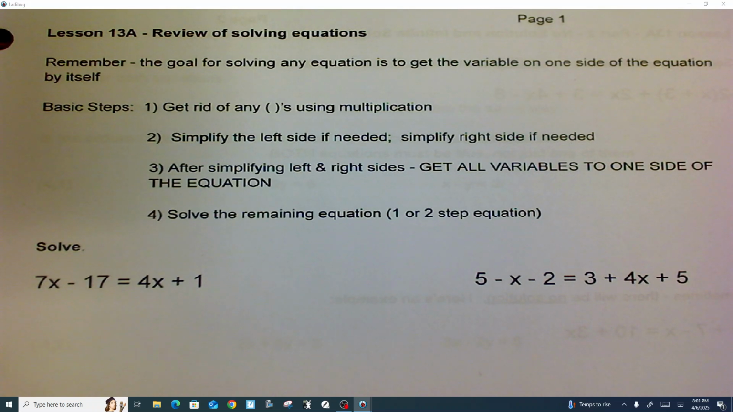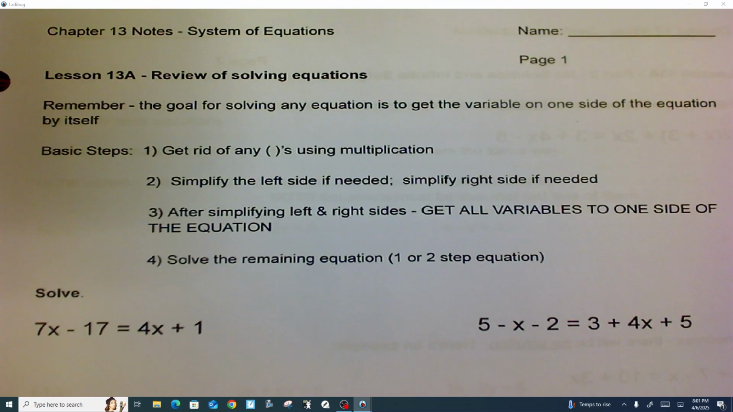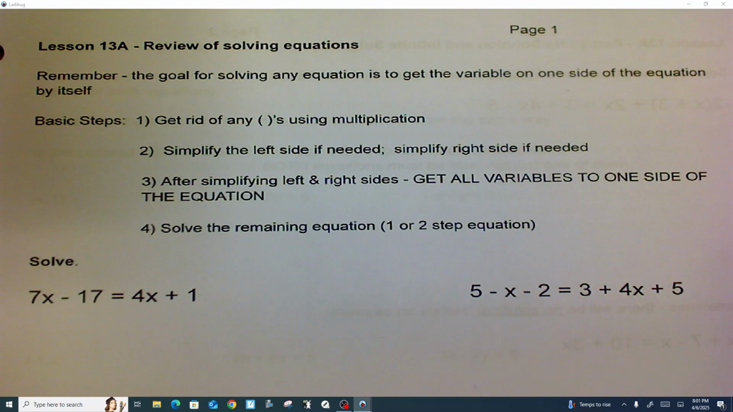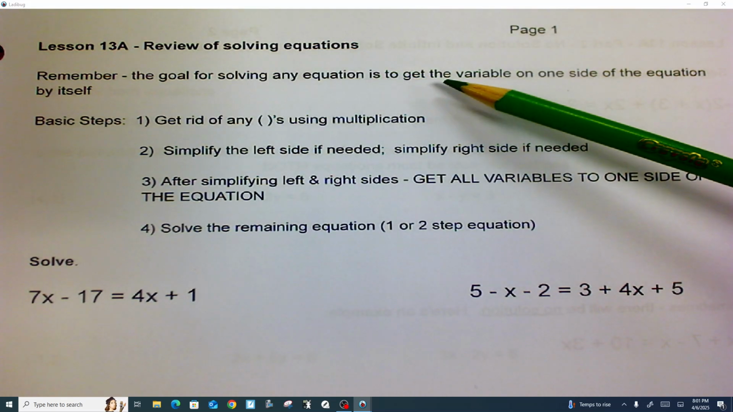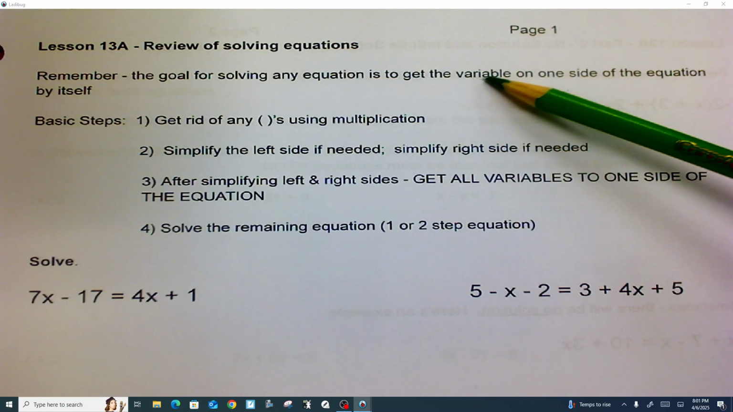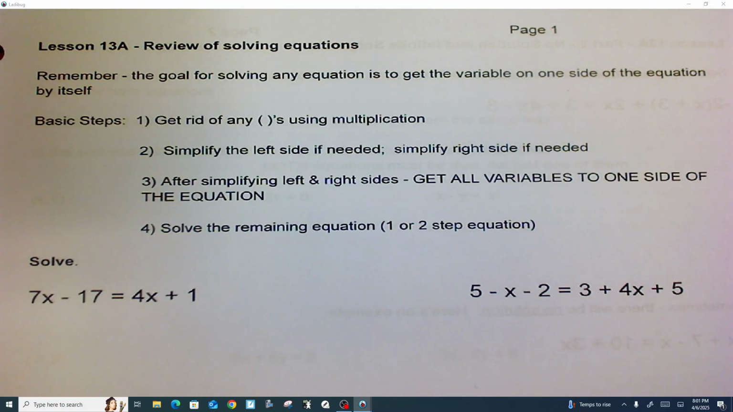This is a brand new unit, and we're going to be doing something called the system of equations. But in order to get there, we need to take a step back and just review how to solve these equations. Remember, the goal is to get the equation where the variable is on one side of the equation all by itself. And these are the four basic steps that we'll go through.